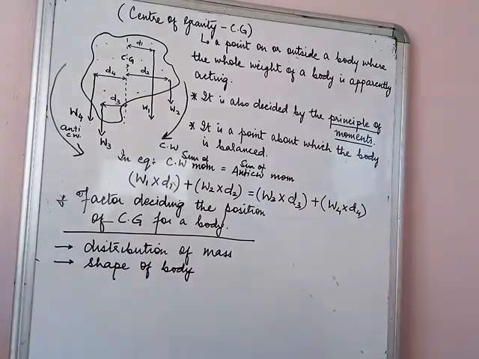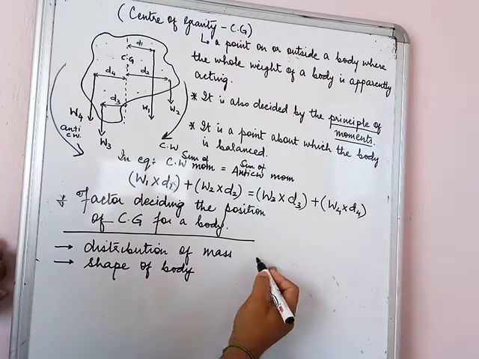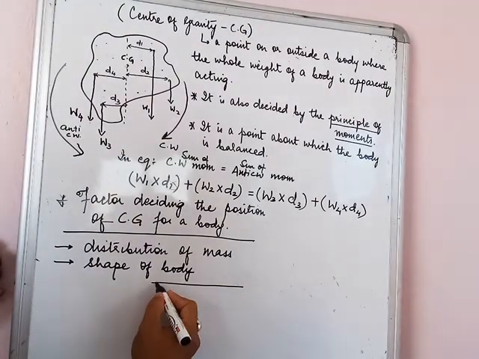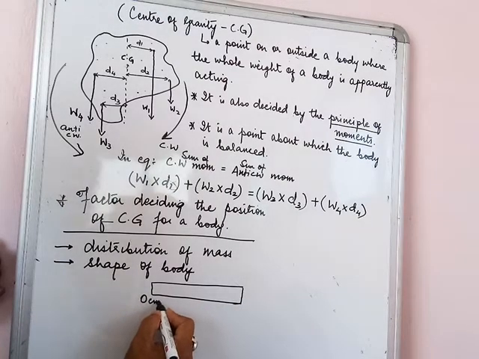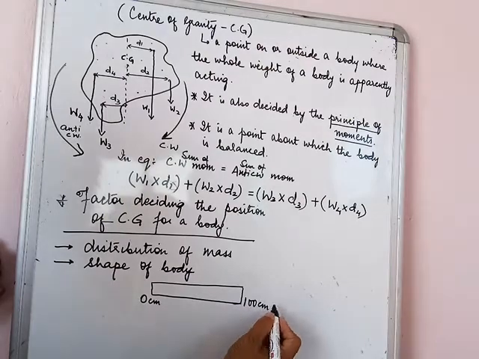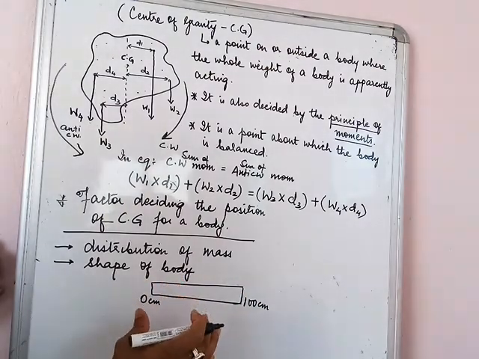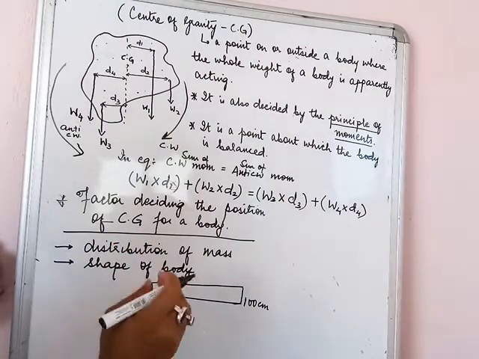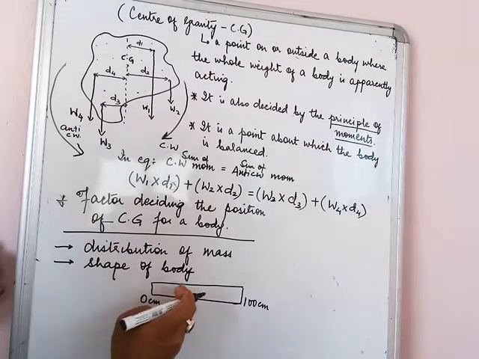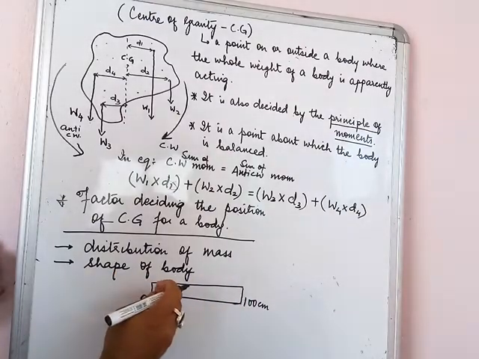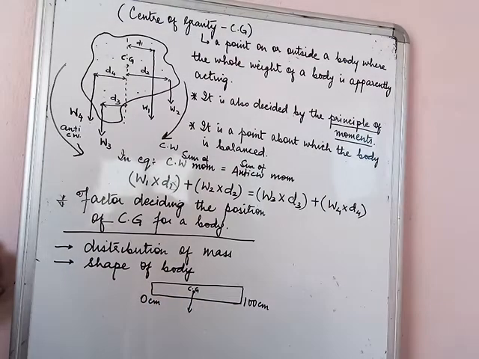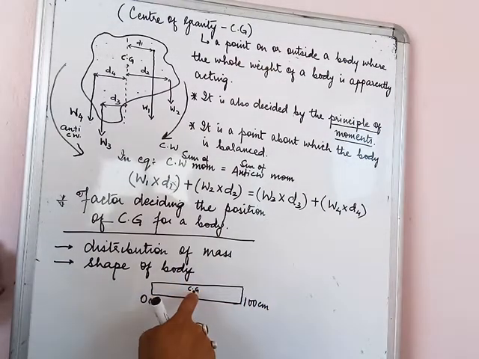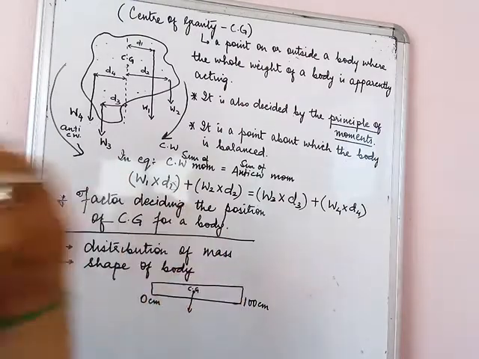I'll take a basic example just to help you understand. Suppose that there is a meter rule. This is the 0 centimeter mark and this is your 100 centimeter mark, and I say that this is a uniform meter rule. Uniform means that the mass throughout the wooden portion is uniformly distributed. So in that case the center of gravity is going to fall midway. I have already told you that. So this will be the center of gravity. What was the factor that decided that? The uniform distribution of the mass.